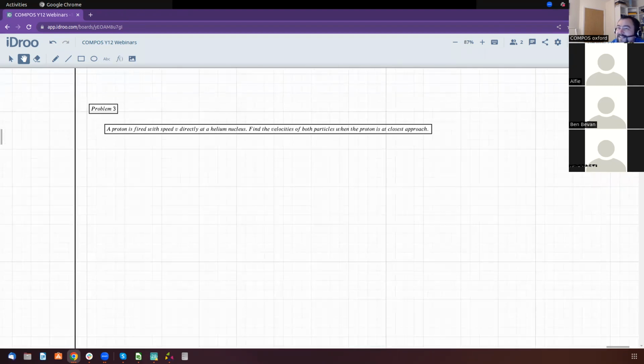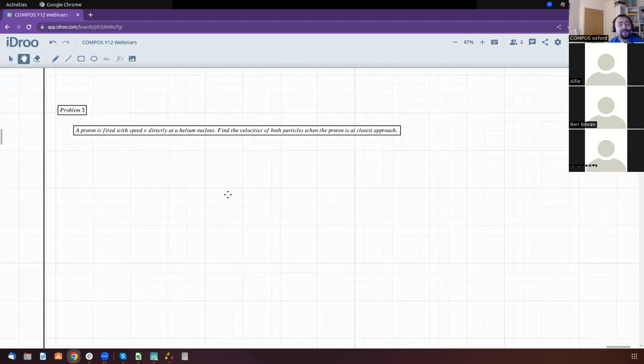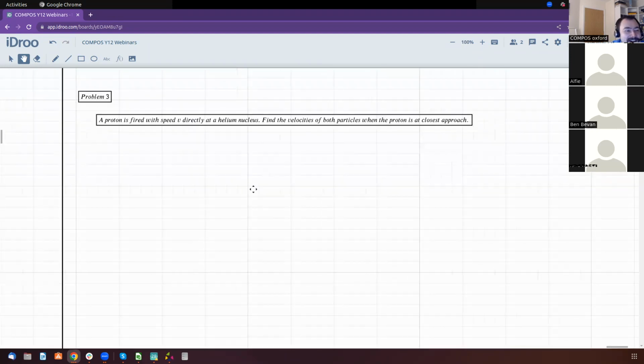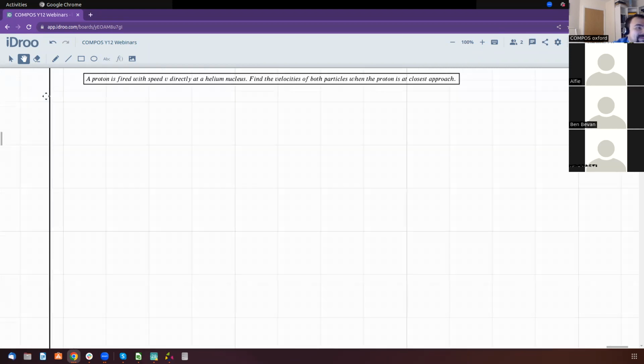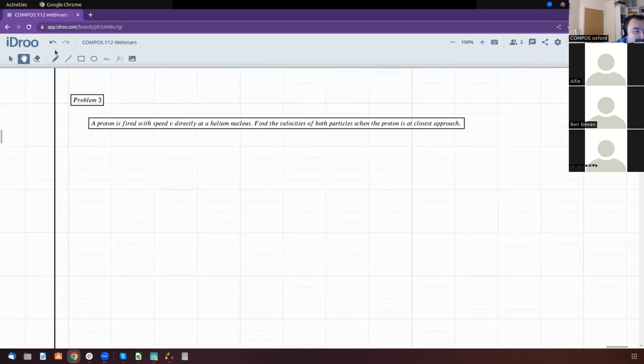Oh yeah. Okay, we're not looking for the closest approach. Of course, we're looking at the velocities at the closest approach. Oh, that is a beautiful problem, because when you read this question at first, you think that it is a question about electric fields, and it is not.